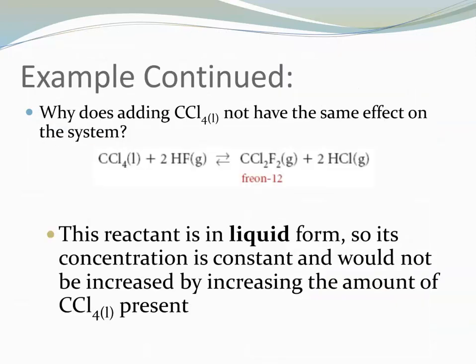If additional carbon tetrachloride is added, the equilibrium is not shifted forward in the same way as when hydrogen fluoride is added. This is because carbon tetrachloride is in liquid form, so its concentration is constant. When extra is added, its concentration is not changed, so equilibrium is not affected.